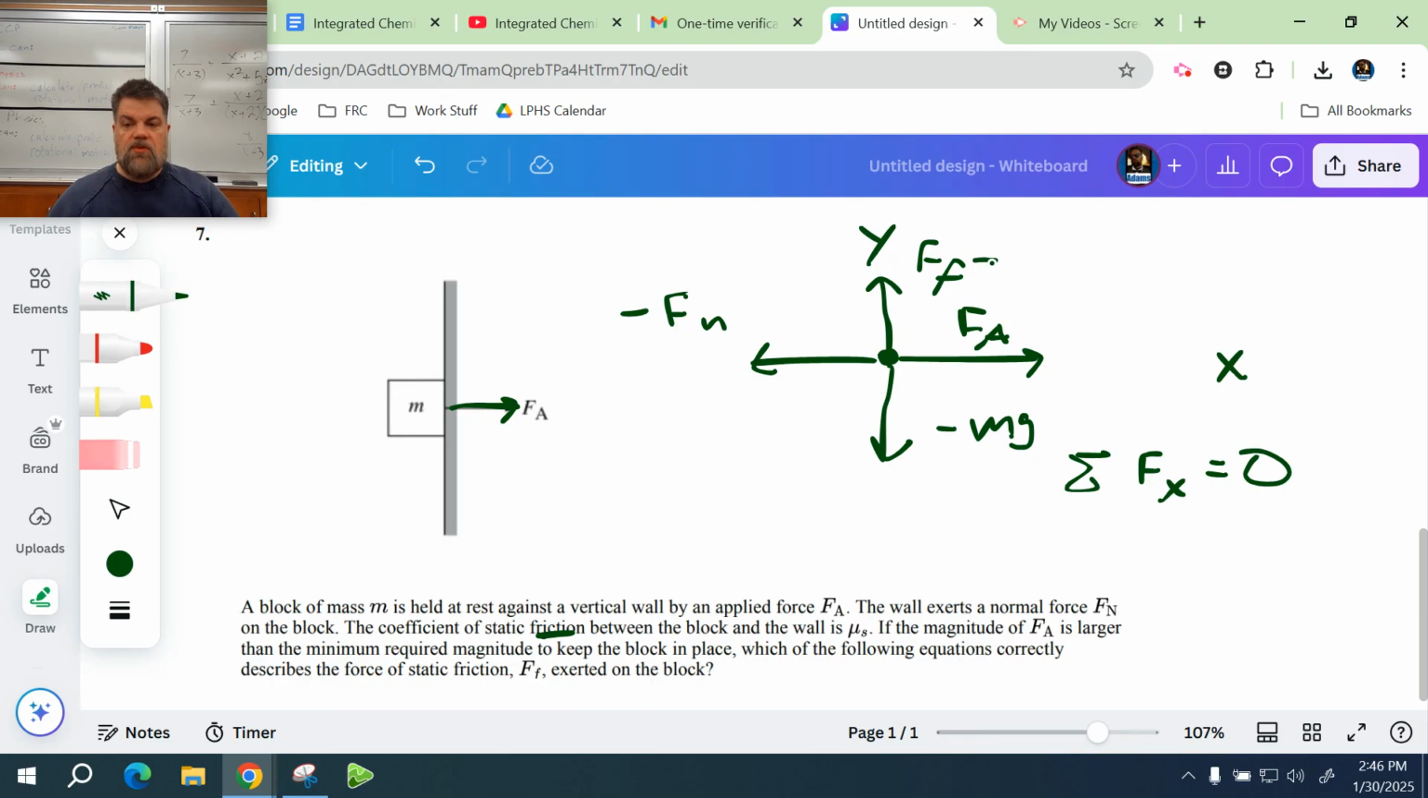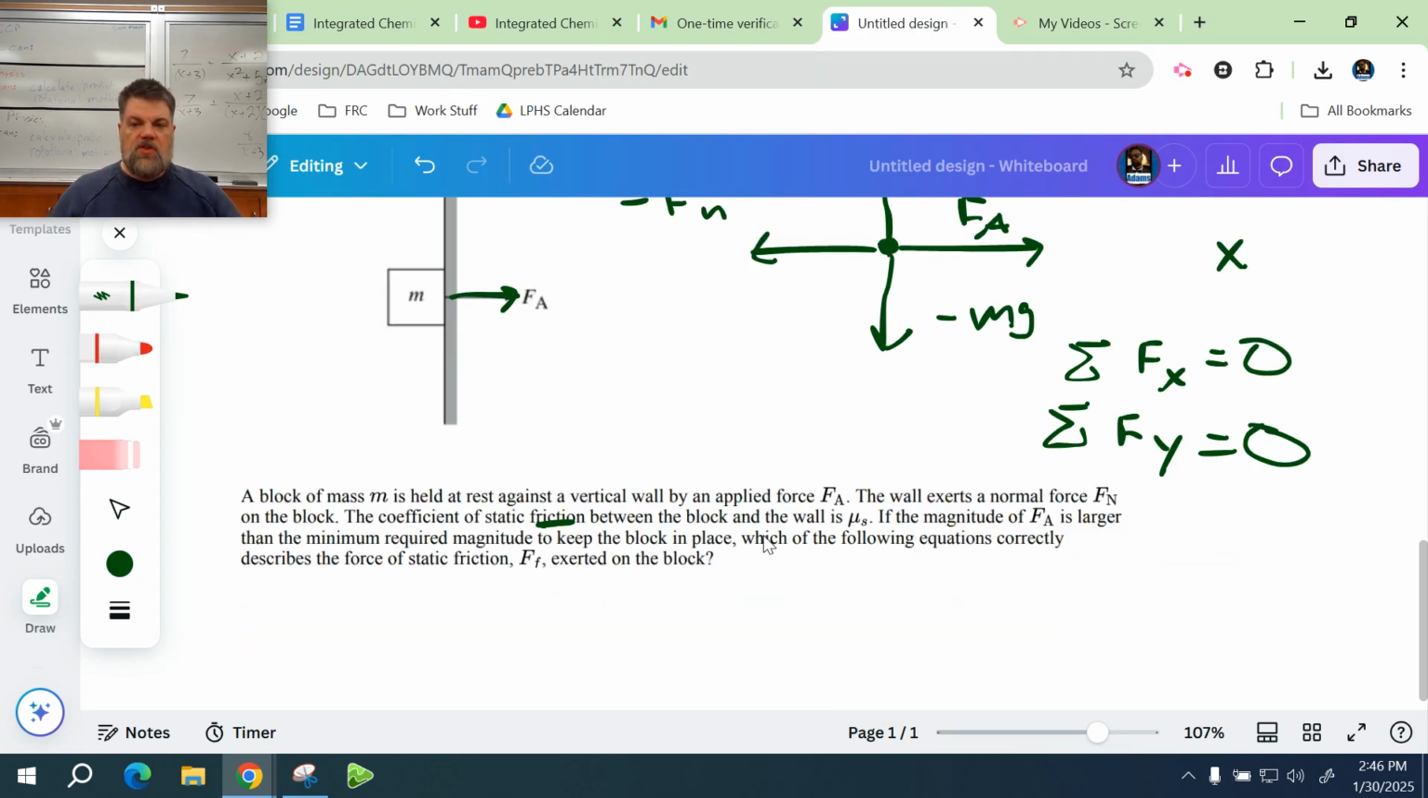Well, what is that equal to? Think of it like this. The block isn't moving up or down, so the force in the y direction also equals 0, because it's literally not moving. So that has to be the opposite of gravity. So the short answer is that the frictional force being exerted on the block is equal to the mass of the block times the positive value for g.